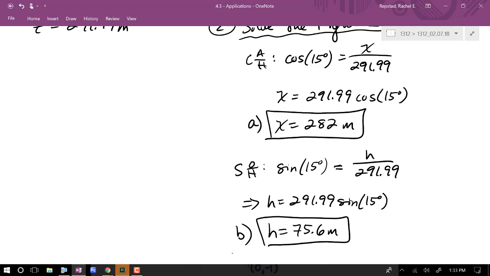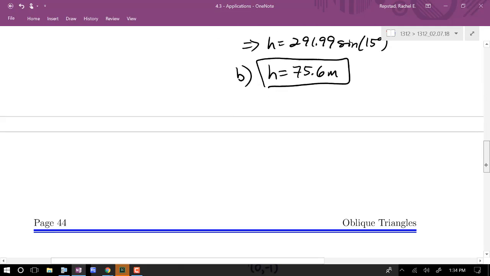So far, so good? Okay. Now, when you're in a boat, you have the ability to find out all these things.